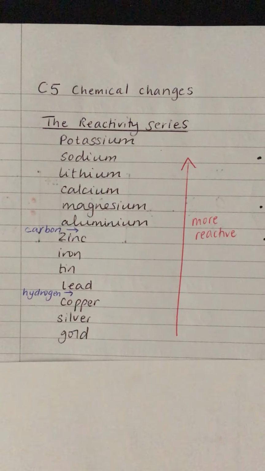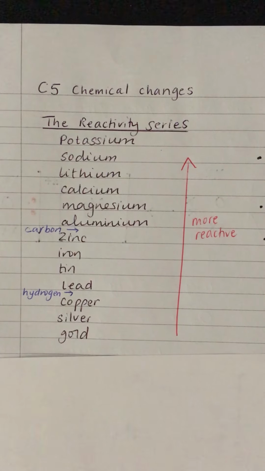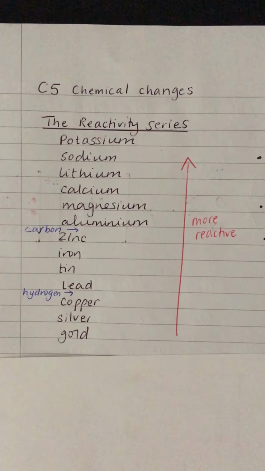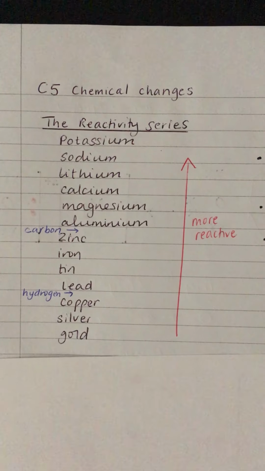Hi guys, today we're going to go through the topic C5 chemical changes. We'll start by looking at the reactivity series. We're going to go over half equations and then just some rules that you're expected to know about how metals react.